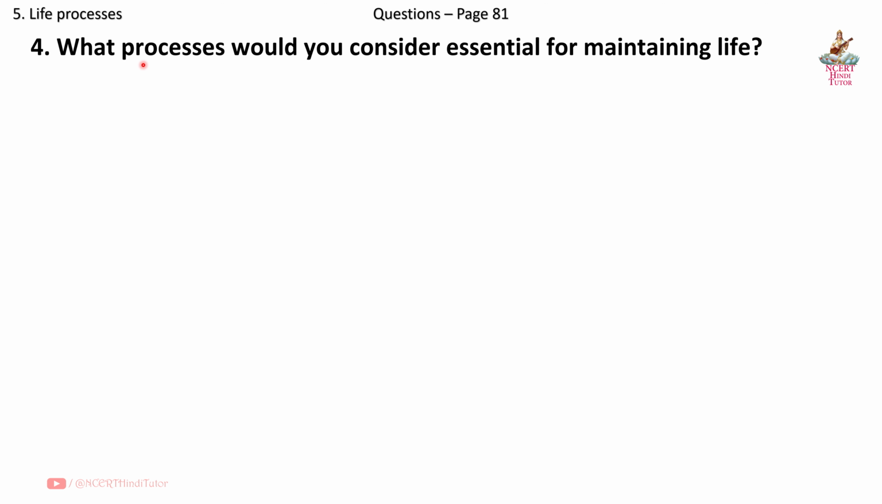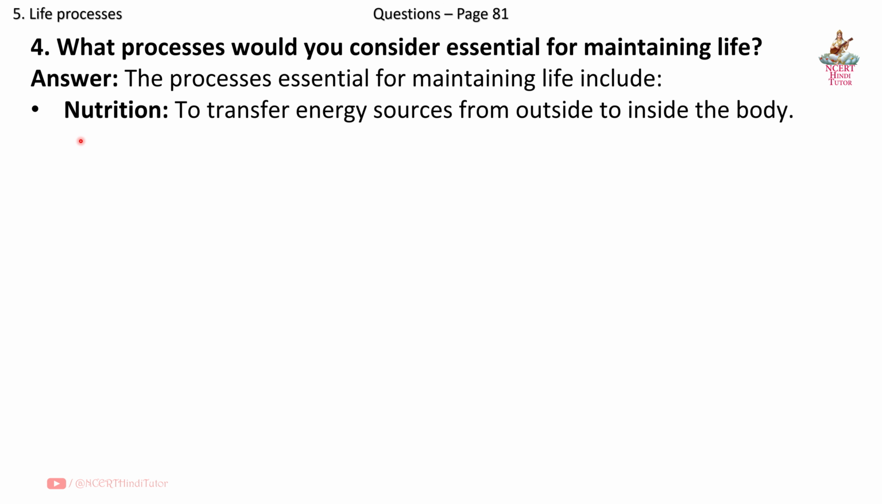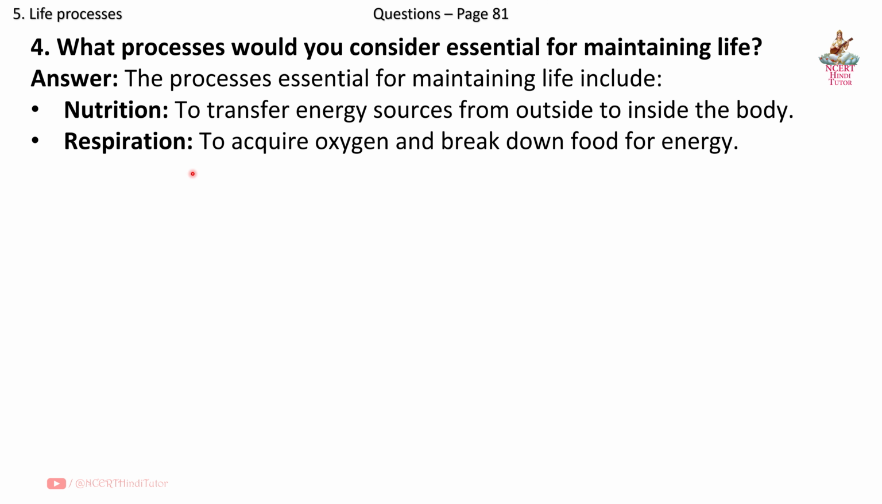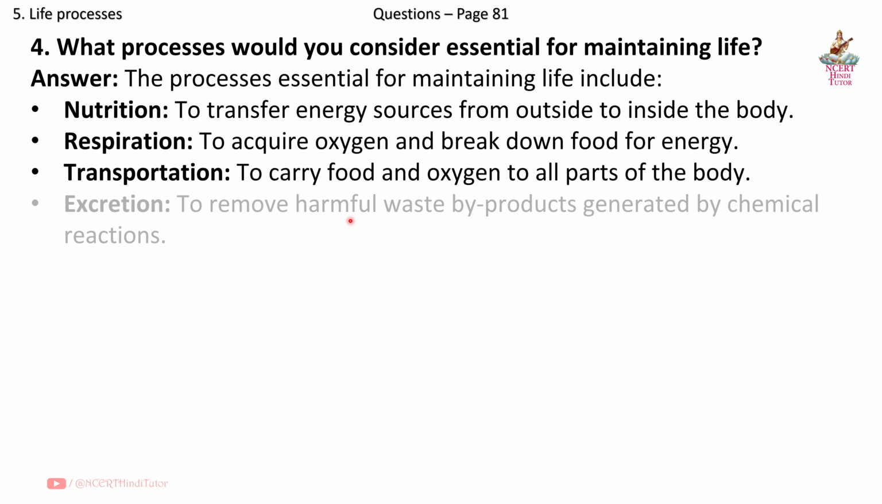Question 4. What processes would you consider essential for maintaining life? Answer. The processes essential for maintaining life include nutrition to transfer energy sources from outside to inside the body, respiration to acquire oxygen and break down food for energy, transportation to carry food and oxygen to all parts of the body, excretion to remove harmful waste byproducts generated by chemical reactions.